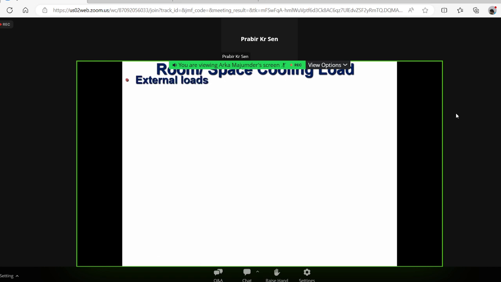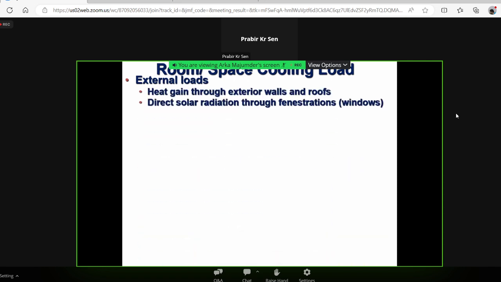We said there are external loads which are coming from external sources, and there is internal generation of heat. So what are the external heat? Heat gained through exterior walls or roofs, and direct solar radiation through windows. That means the direct sun which enters the room through the window. Sun cannot enter through exterior walls. It only makes the exterior wall hot.